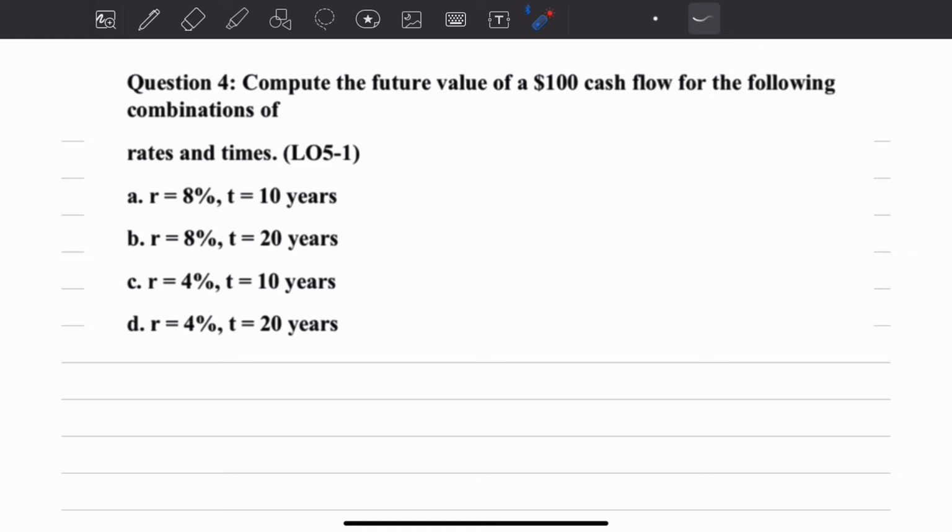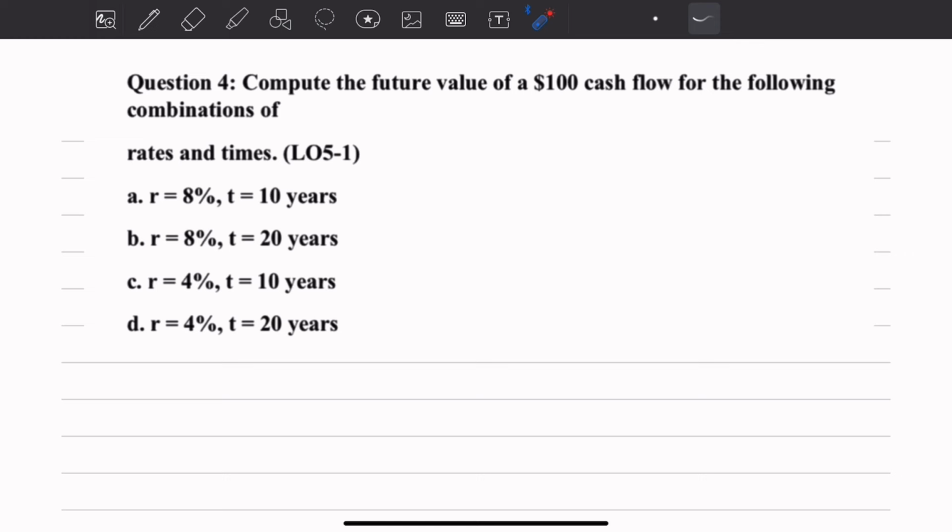In this video we're going to be looking at problem number 4, so let's read it together. It says, compute the future value of a $100 cash flow for the following combinations of rates and times. Okay, and then they're giving us a few scenarios with varying rates of return and varying durations, right? But the concept is the same.